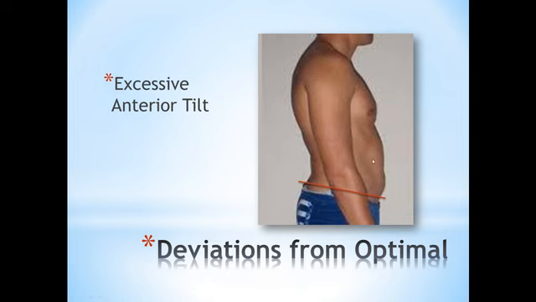Some of the problems that occur: we end up with a lengthened abdominal. This is a postural position where we may see an increased number of sarcomeres laid down in the rectus abdominis. We also see an increase in compression forces in the posterior aspect of the vertebrae. We may equally see an increase in the compression forces through the facet joints.